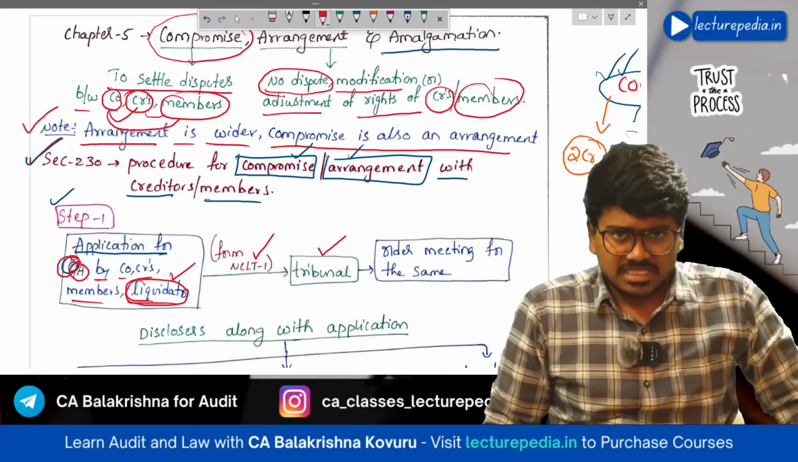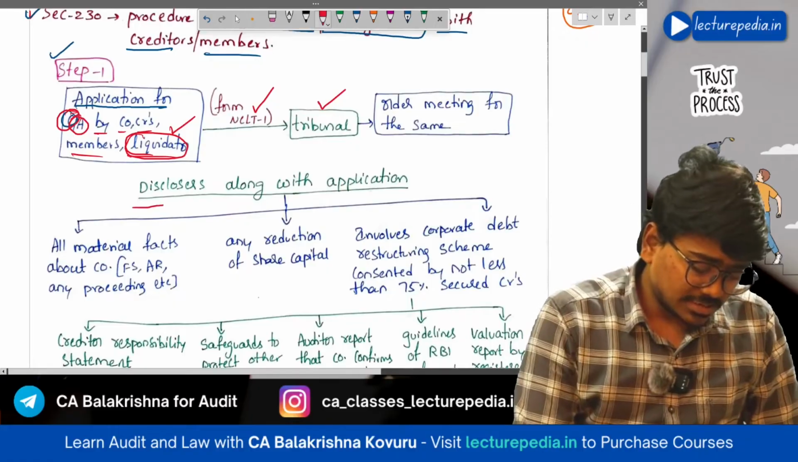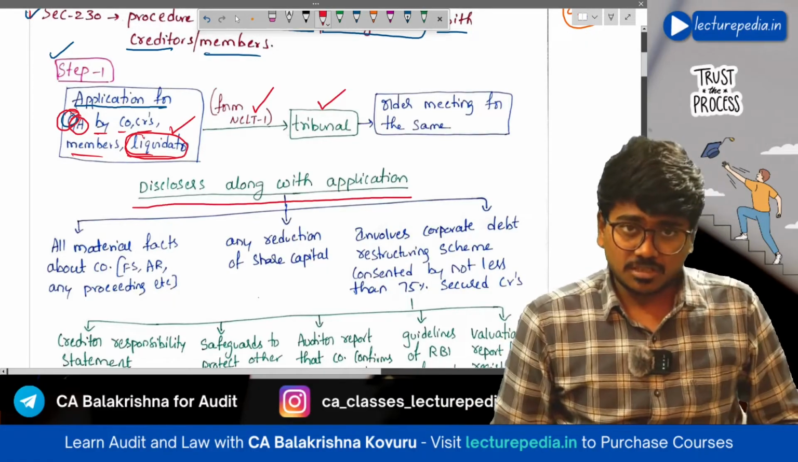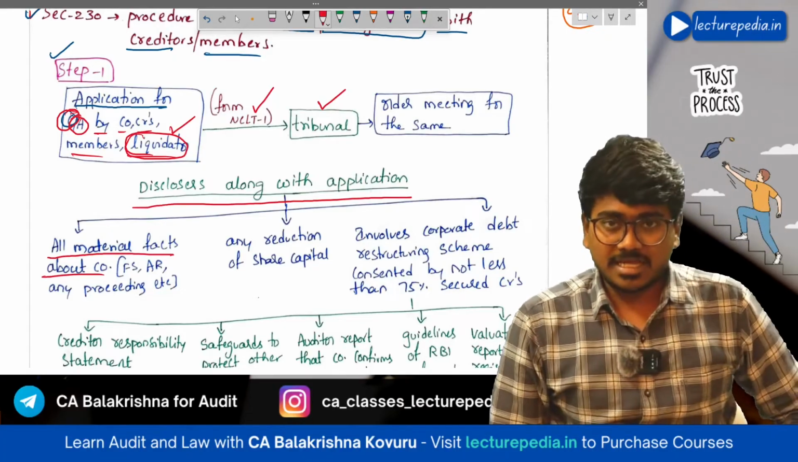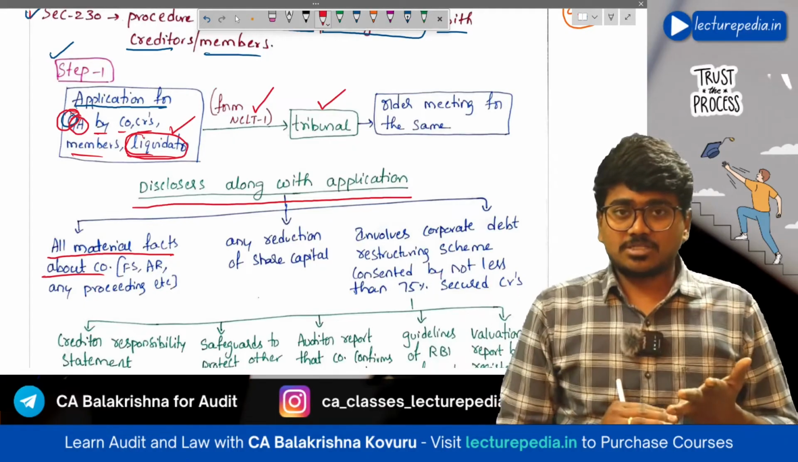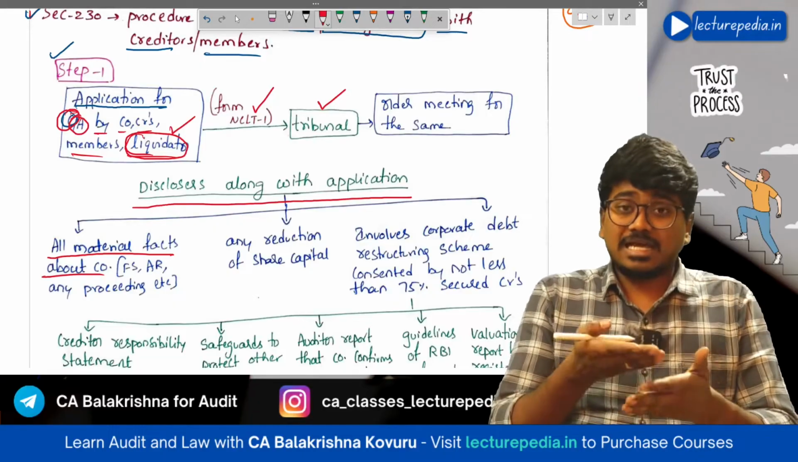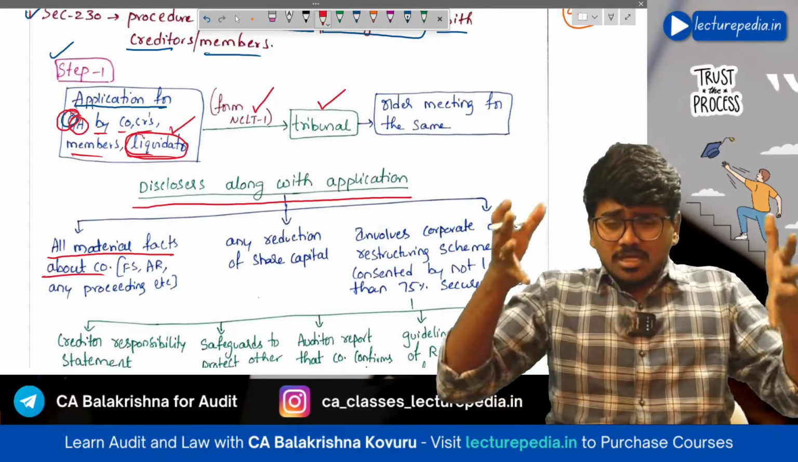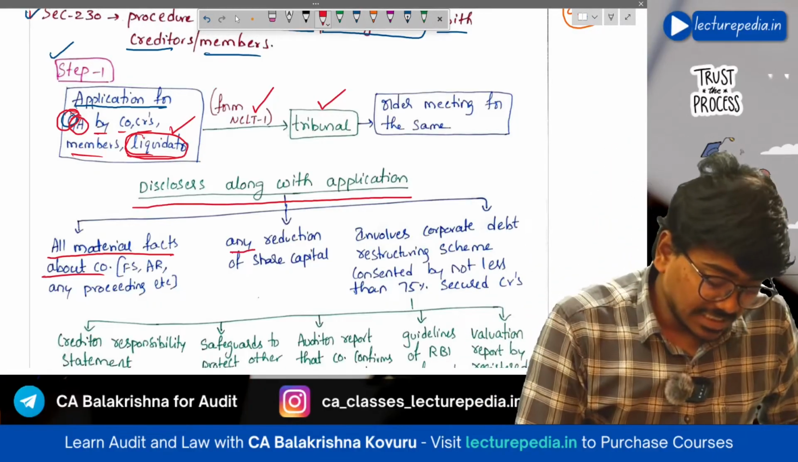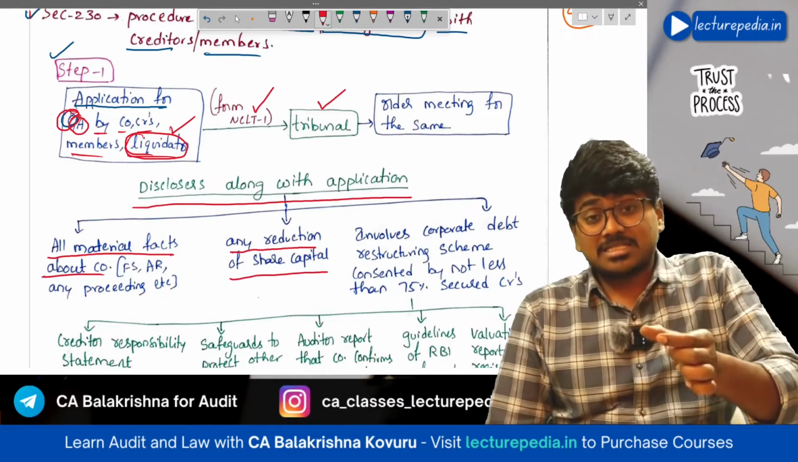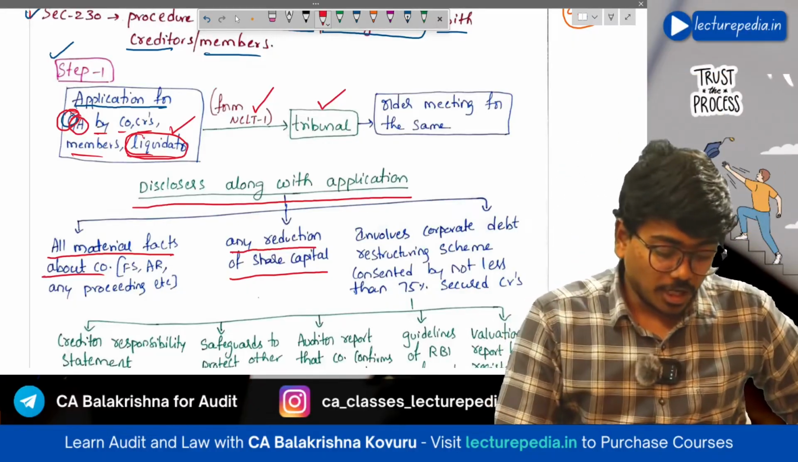What are those following annexures? First of all, basic details related to the company. See, disclosures that have to be given along with the application. There are 3 disclosures that have to be given. What are they? All material facts about the company, like the latest financial statements of the company, the business activity of the company, annual return of the company, the directors of the company. So the basic info of the company should be given to the tribunal. Next, any reduction of share capital. Okay, whether this compromise or arrangement involves any reduction of share capital. Now what is meant by this reduction?